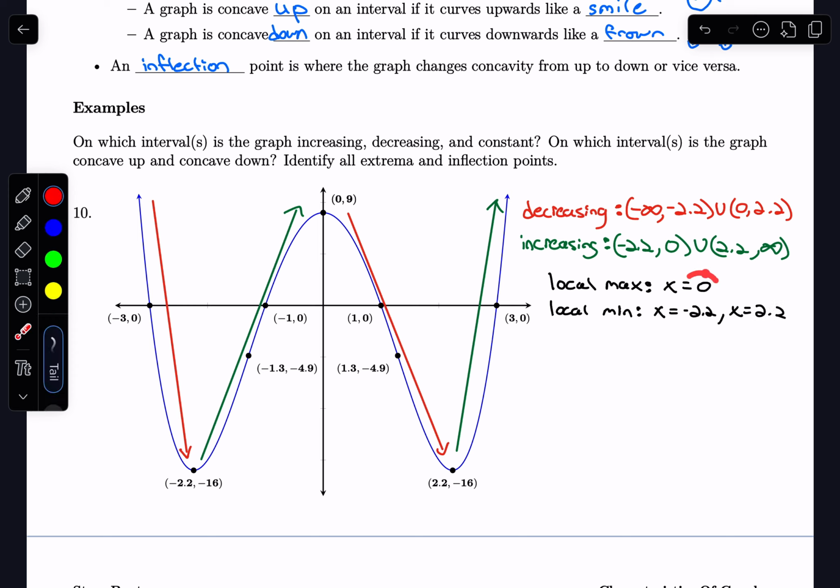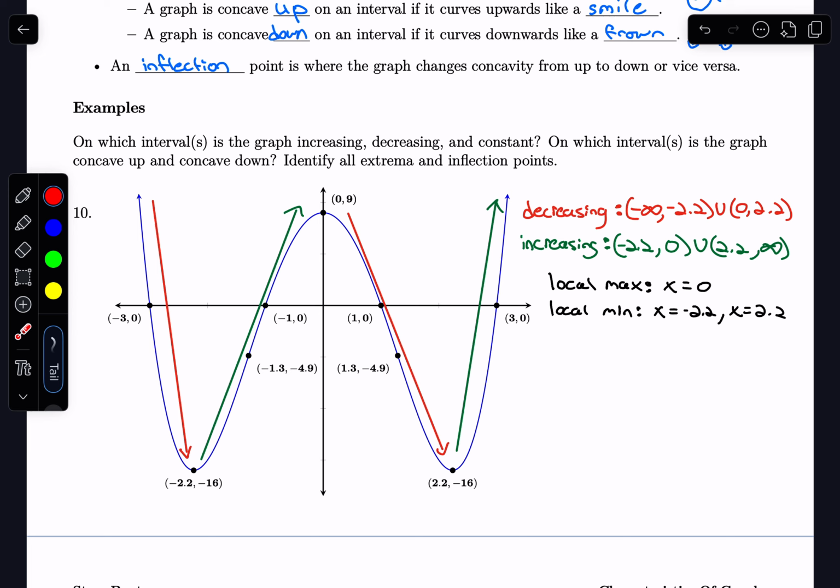And notice that these three values right here fill in the gaps in between these intervals. So if you put those in, these are the turning points that we had left out of the increasing, decreasing intervals. All right, so that's going up, down.